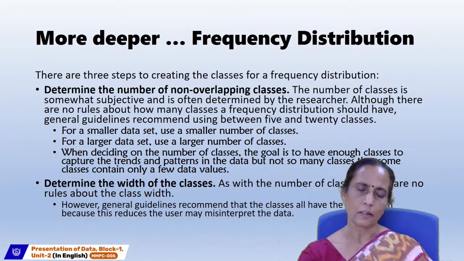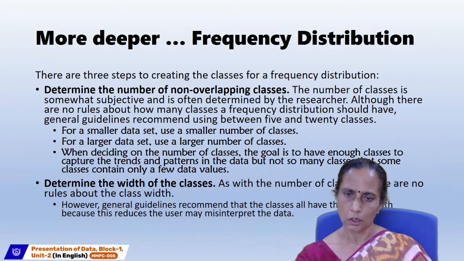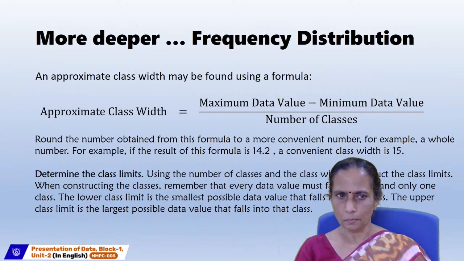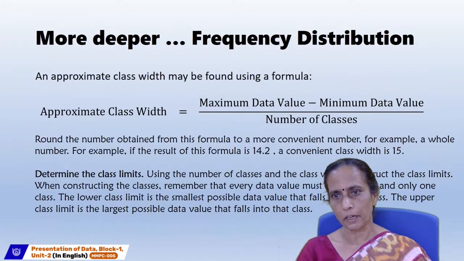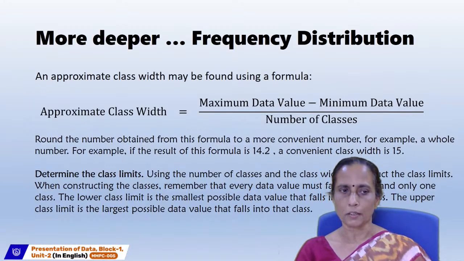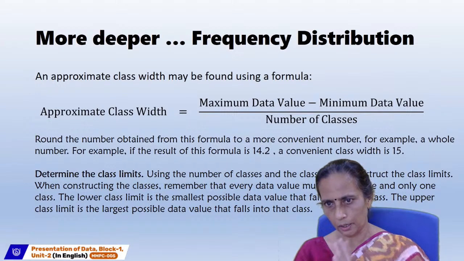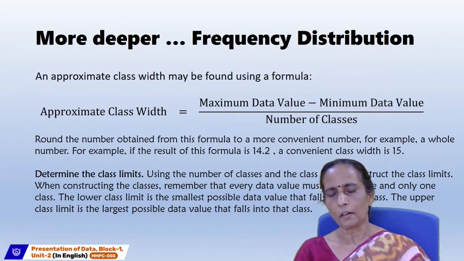Okay, for your interpretation and further calculation, the things should be easy and simple. For that purpose, all the class intervals should be of the same width. However, an approximate class width may be found using a small formula: maximum data value minus minimum data value, divided by the number of classes. Round the number obtained from this formula to a more convenient number, for example, a whole number.